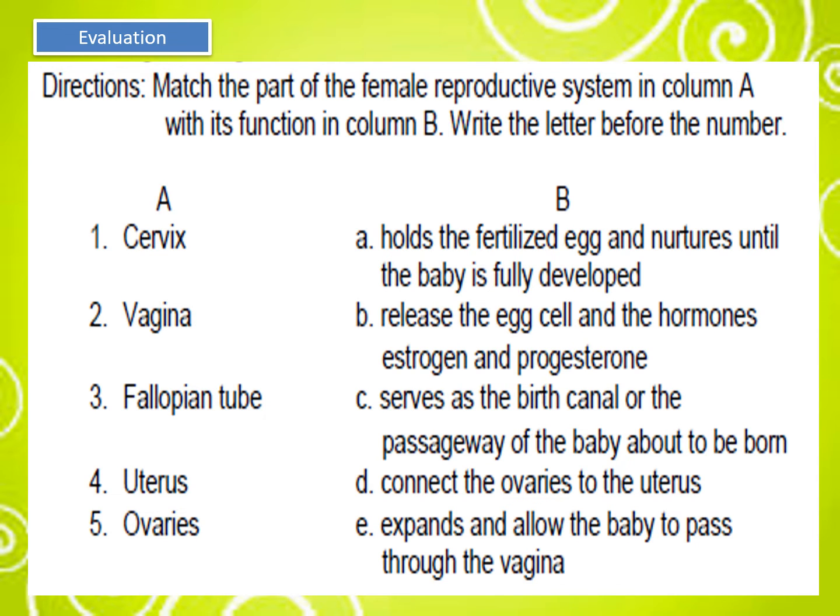Direction: Match the part of the female reproductive system in column A to its function in column B. Write the letter before the number. Column A: cervix, vagina, fallopian tubes, uterus, and ovaries. And column B are their functions.